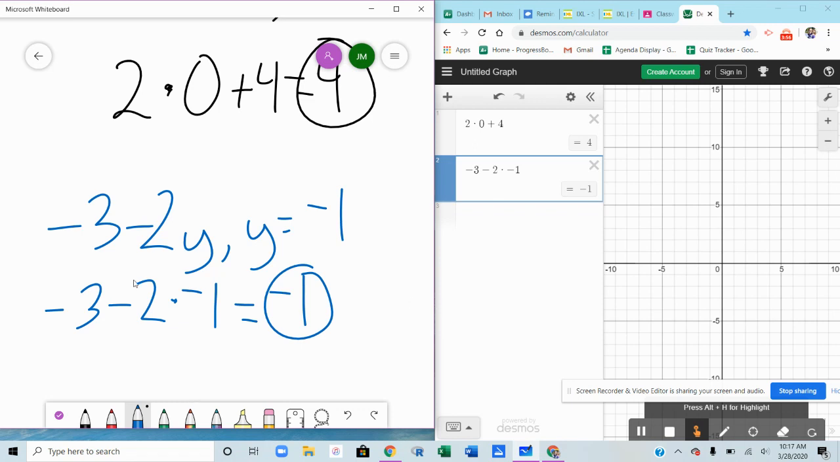Okay, so -3 minus 2, there's an imaginary times sign right here, and then your y value is -1. And then just type that into Desmos exactly how you have it written. -3 minus 2 times -1.